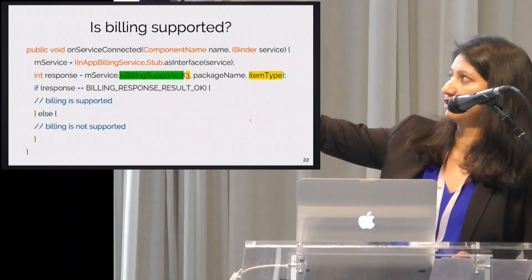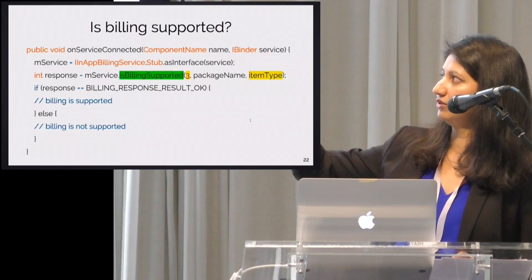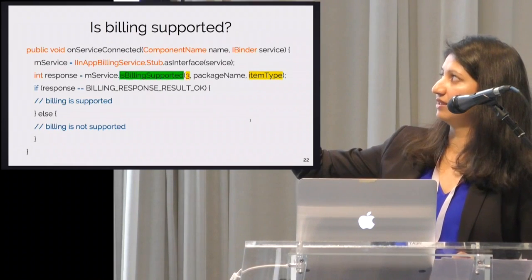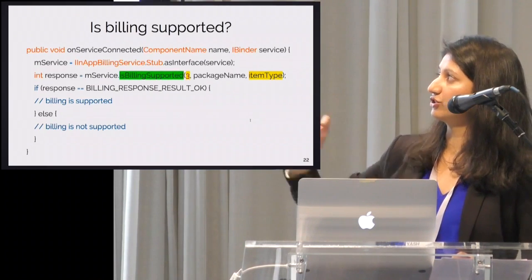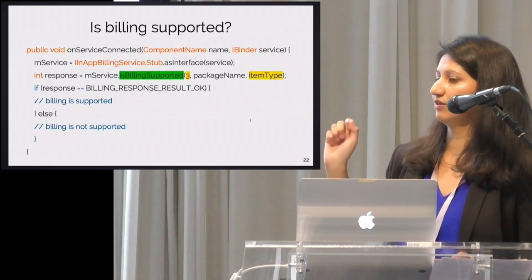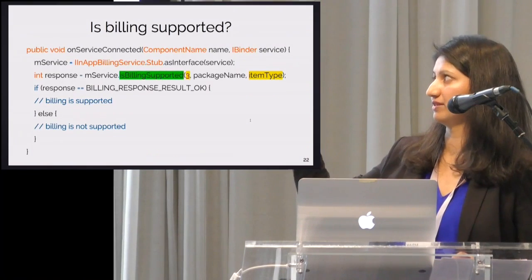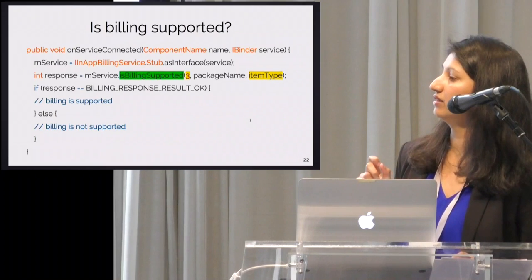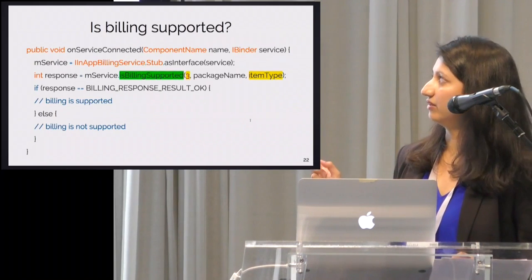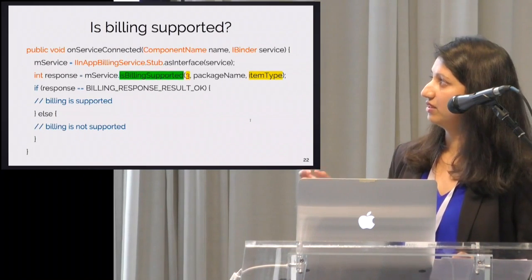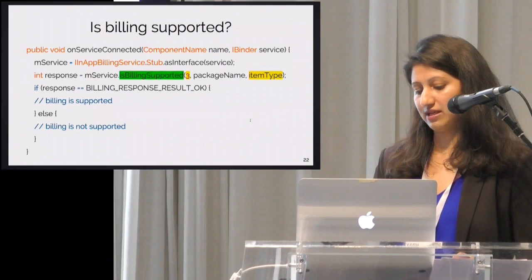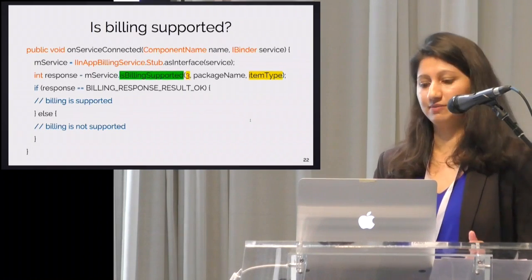Once you establish the connection using the in-app billing service file, you can check if billing is supported. The 3 over here shows if it's version 2 or version 3. So make sure you're passing in 3 because version 2 is deprecated. The item type can be either in-app or subscription. And if you get the response as okay, then that means billing is supported.